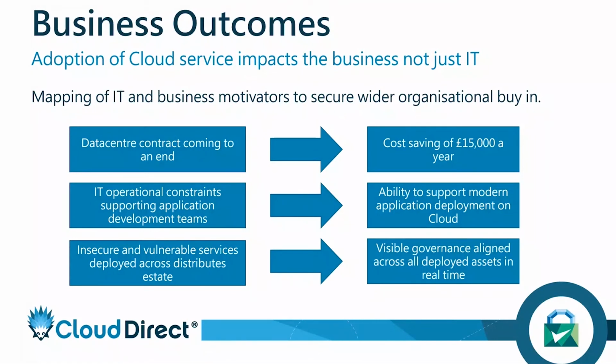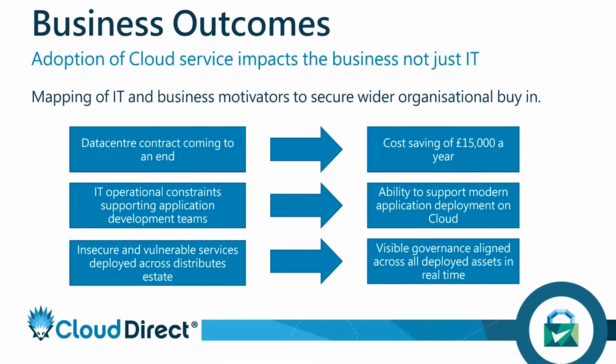A basic example with the data center is analyzing the cost saving of 15,000 a year, and how that paints a picture to the non-technical parts of the organization. IT operational constraints that cause a problem with supporting app development can limit your ability to support modern application deployment on the cloud. Moving improves performance, improves the resource workload on app development, and even change management becomes easier. Again, those are benefits wider than just the technical benefits.